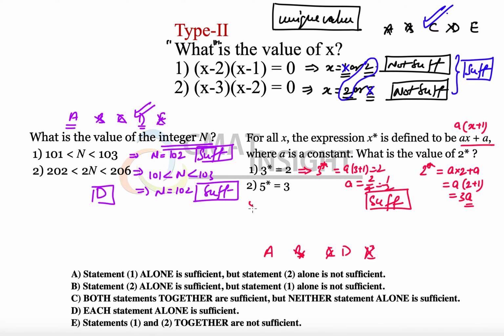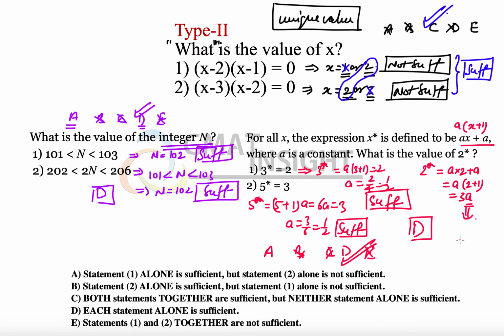Second statement: 5 star can be represented as (5 plus 1) times a, that means 6a, and we have been given the value equal to 3. That means a is equal to 3 by 6, which is 1 by 2. Once again we see that the unique value of a will give us the unique value of 3a. Therefore this statement as well is sufficient, and the answer to the question becomes option D, because each statement alone is sufficient. So this is a typical type 2 question in which we need to find the unique value of the unknown variable. If there is more than one possible solution, then we say that the given information is insufficient.